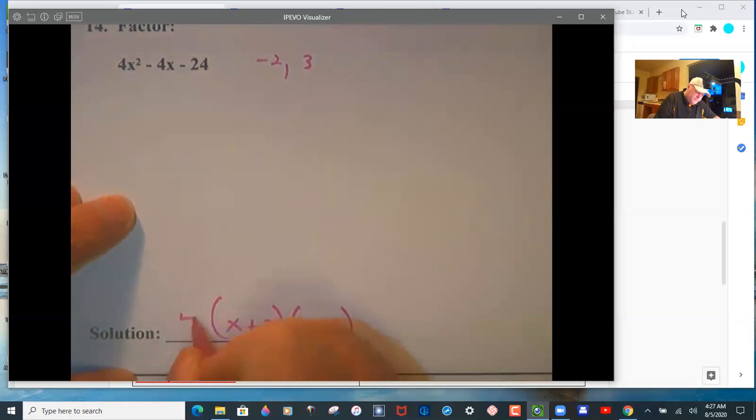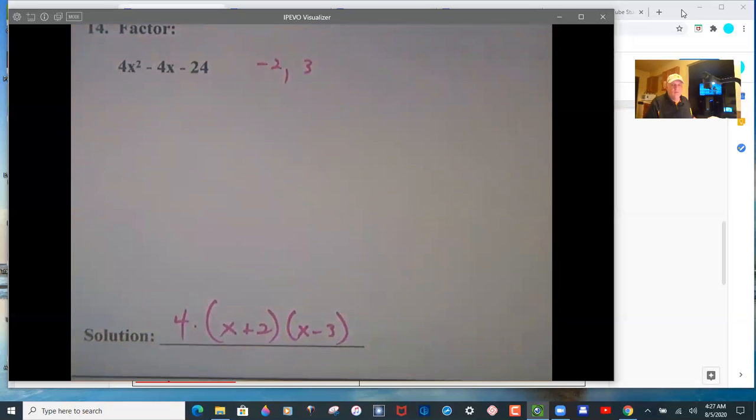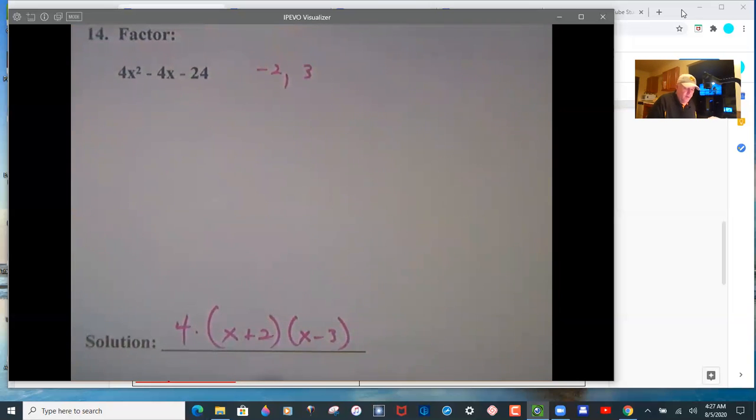and then 4. Now, why 4? Because x times x is not 4x squared. 4 is a common factor. So those are the solutions for the first practice for quiz 4.